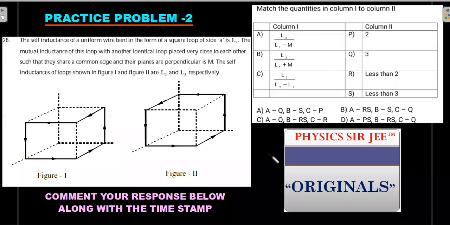Problem number 2 is again an original problem, even though it is actually a modified version of a previous Olympiad question. What I did is modify it to be a JEE Advanced list A matching type question. So try to go through this. There is some scaling and symmetry arguments that you can utilize here. It's a very good problem, and try to match column 1 to column 2 with the options below. So please do respond with the timestamp. I'll come up with the solutions in the PHYSICSSIRJEE originals.